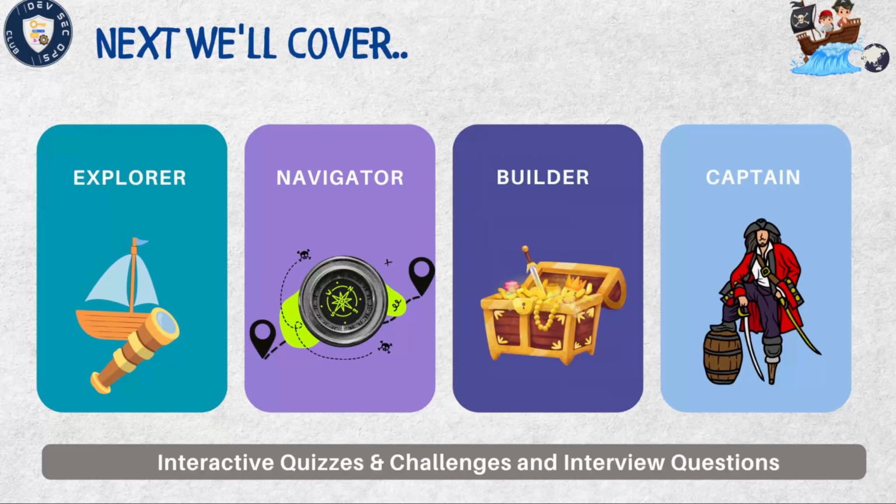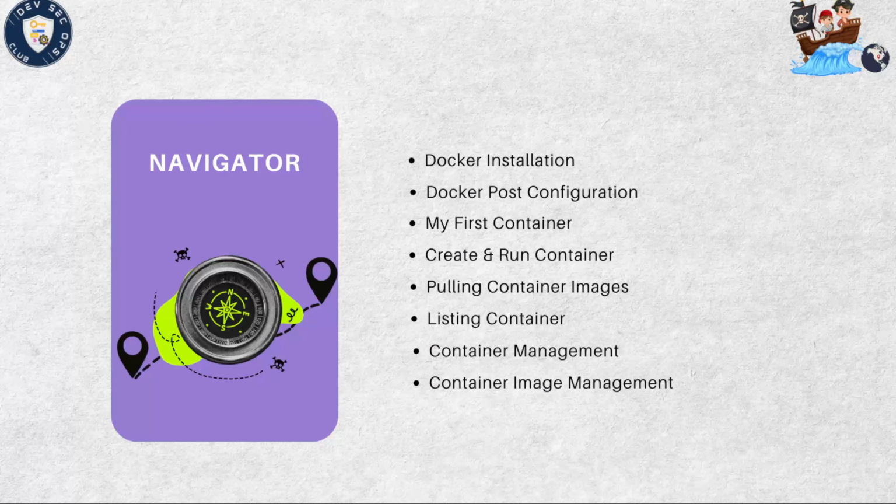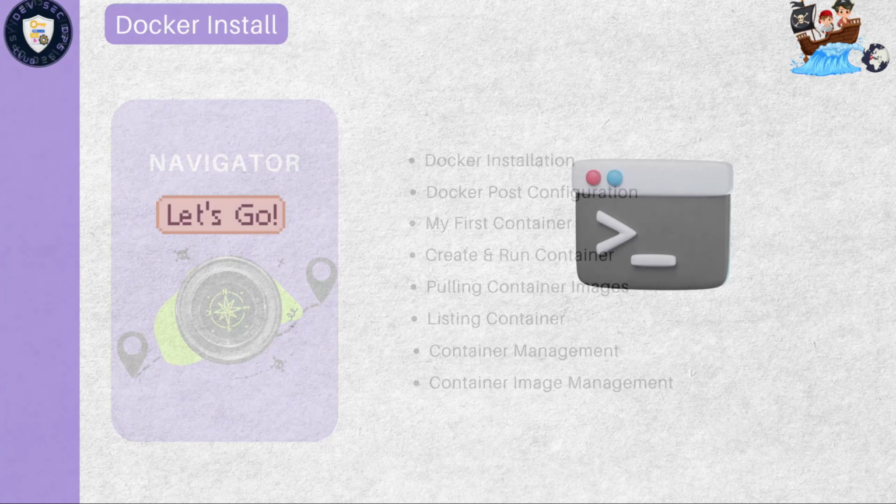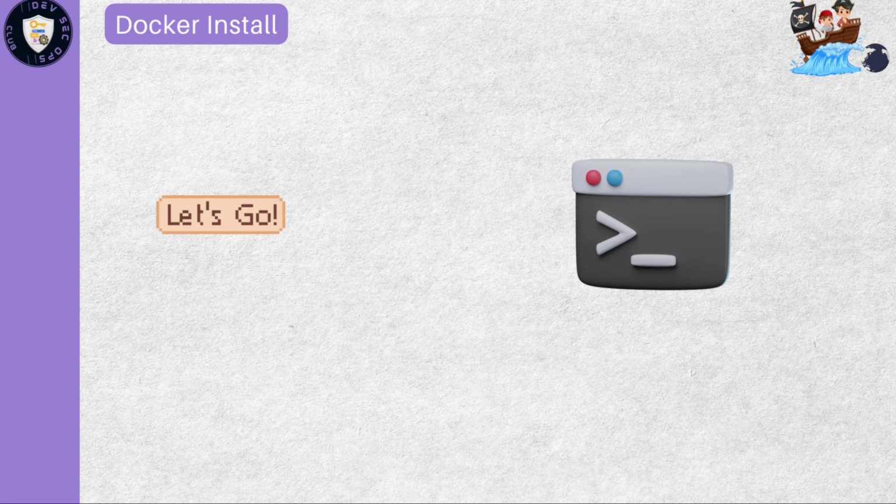Now we will go ahead and see our next section. In this section, we'll install Docker, then do the post configuration, then create a container, then create and run a container. We'll also see the difference between create and run. Then we'll pull container images. We will also list containers, and cover container management as well as image management. That's everything we will see. This is completely hands-on, so let's jump directly into our terminal.